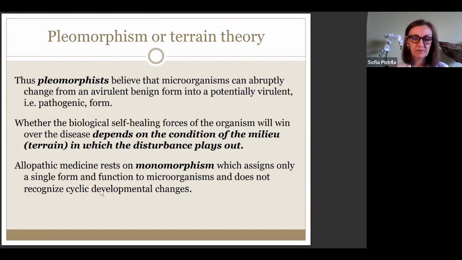So pleomorphists, as we call them today, believe the microorganism can abruptly change from an avirulent, benign form, something that's not doing anything bad to us, into a potentially virulent or pathogenic form, something that we have to get rid of in one way or another. Whether the biological self-healing mechanism or forces in our body will win over the disease depends on the condition of the milieu, the terrain, as he called it, in which the disturbance plays out. Allopathic medicine looks at it through monomorphism. So you have the bad guys, the bad bacteria, viruses, and so on. We have to get rid of them, and we have the good ones, and there's nothing in between. And they're not looking at the fact that these are actually morphing from one to the other.